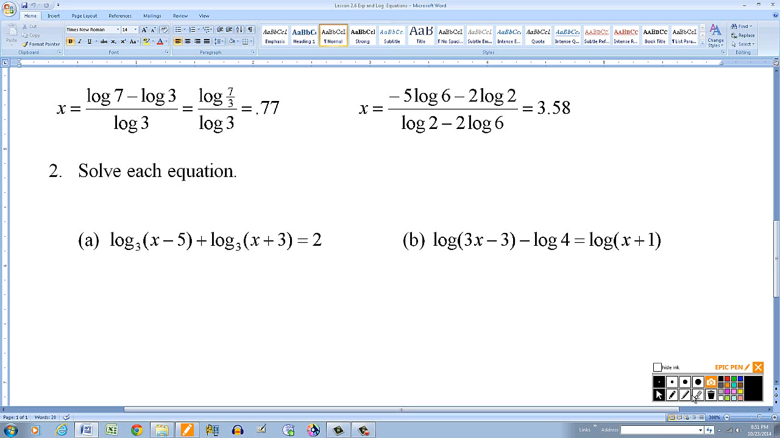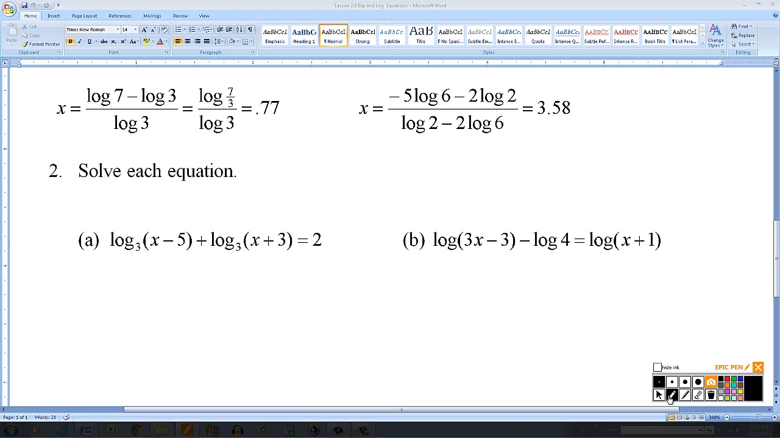Okay, so notice I have two logs here, but I have a product. So using your property of logs, if I have a sum of logs, I can write it as a log of a product. So this should be the log of x minus 5, times x plus 3, equal to 2, and the base here is 3. Okay, so that's a single log.